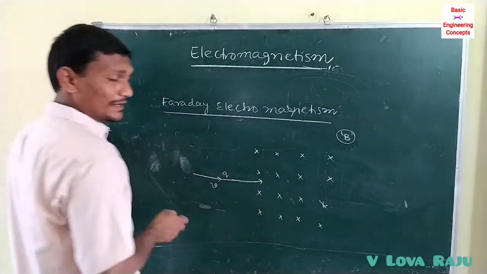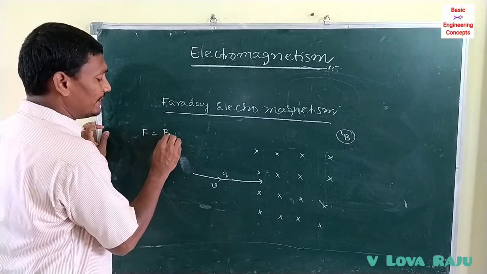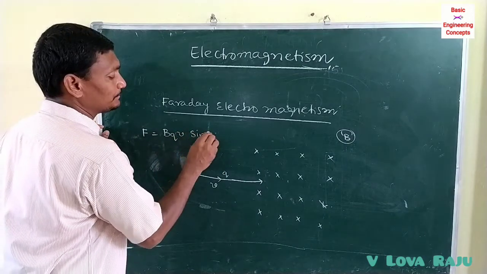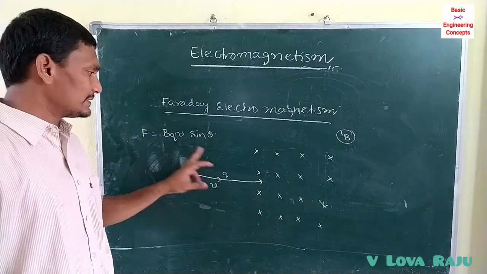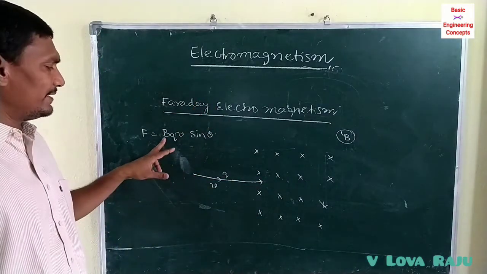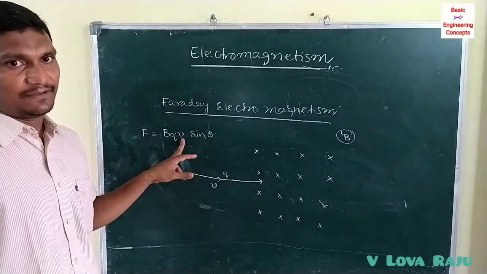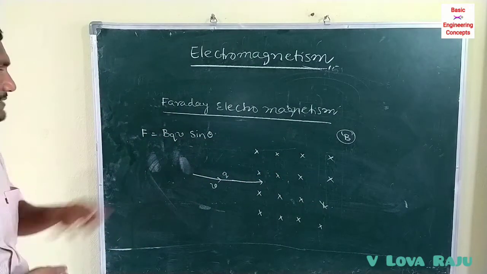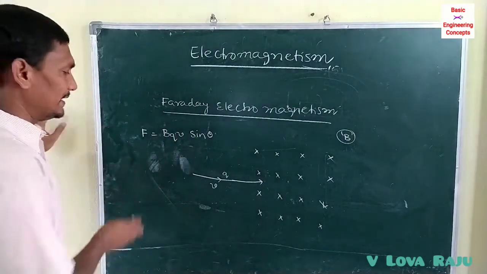When a charge carrier of charge Q moving with velocity V is subjected to a uniform magnetic field of flux density B, the force experienced is F equals BQV sin theta.